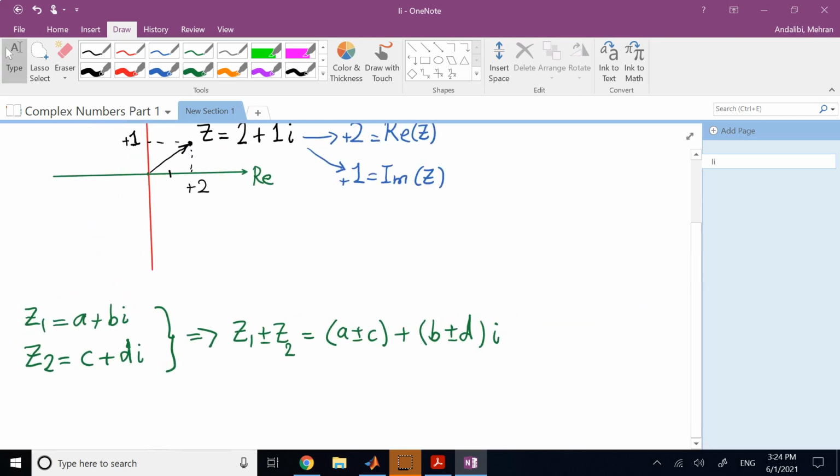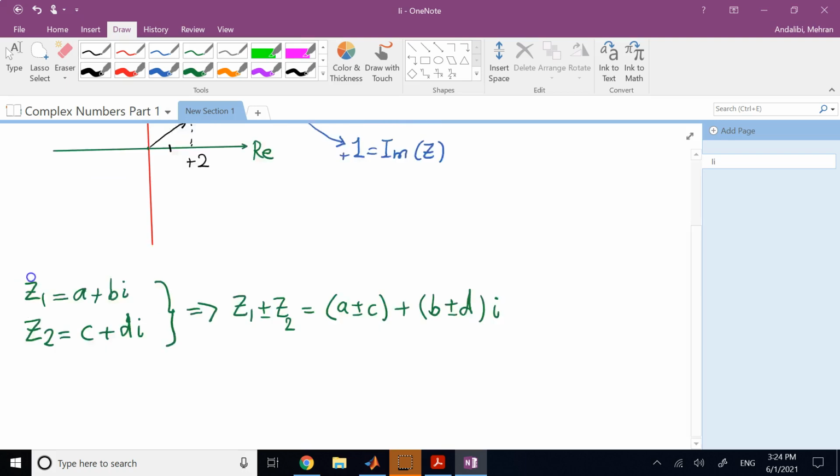Just like when you add two vectors together, you add their x components and you add their y components, right? That's the same thing. Add reals together, add imaginaries together, or subtract. So addition and subtraction is very simple.